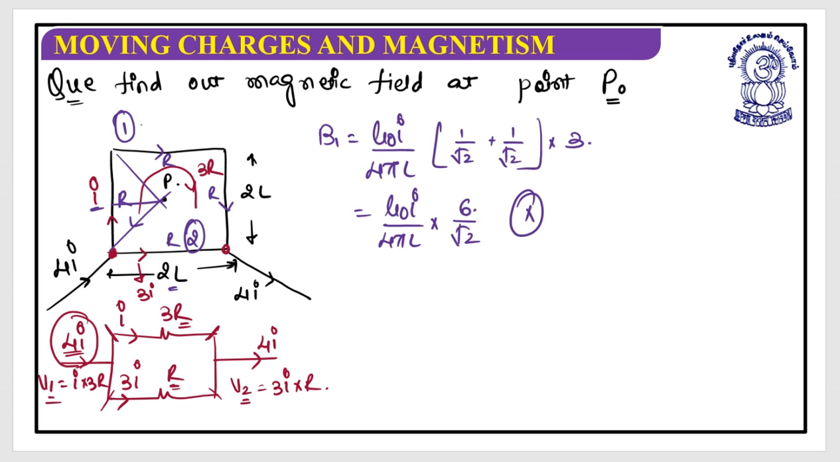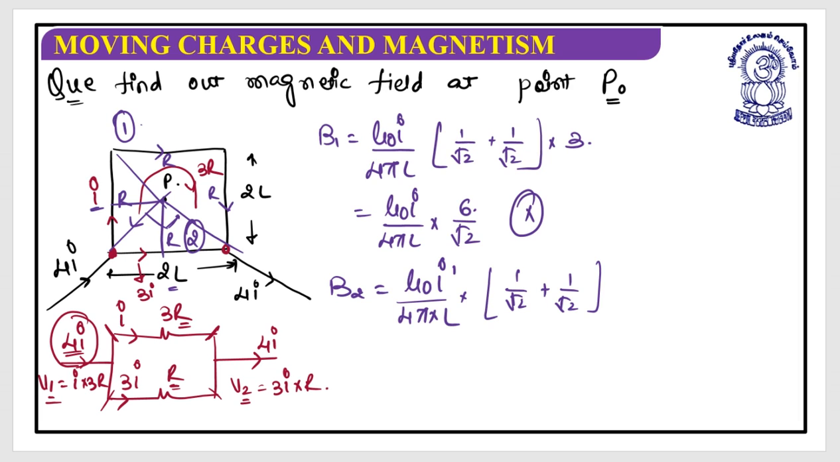Great. Now let's work for the second wire, second segment. That means B2 should be equal to, again do the same thing. This should be 45 and this should be 45. So this is equal to mu naught I by 4 pi L multiplied by 1 by root 2 plus 1 by root 2. But this I should be represented as I dash because total 3I current would be going. So that should be mu naught multiplied by 3I divided by 4 pi L multiplied by 1 by root 2 plus 1 by root 2. This is 2 by root 2.